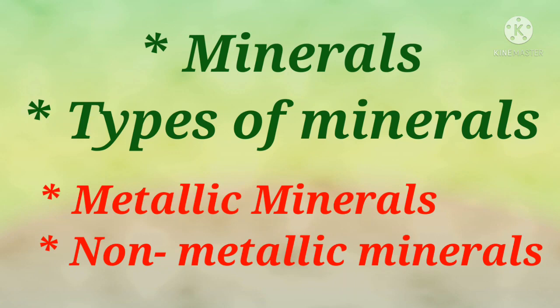Ferrous minerals contain iron. For example, iron ore, manganese and chromites. Non-ferrous minerals do not contain iron. For example, gold, silver, copper or lead. This is the difference between ferrous minerals and non-ferrous minerals.